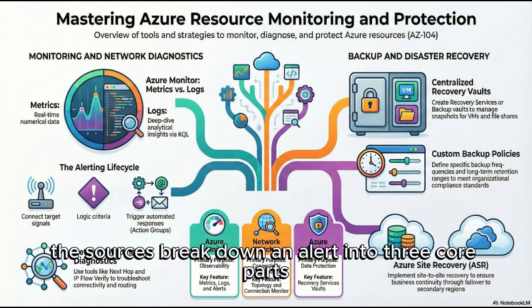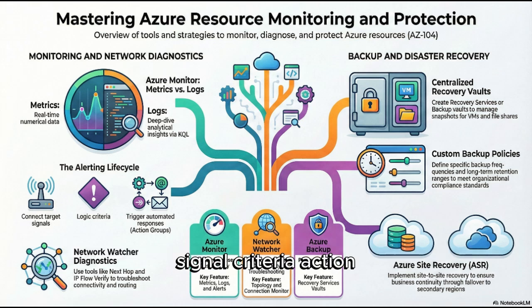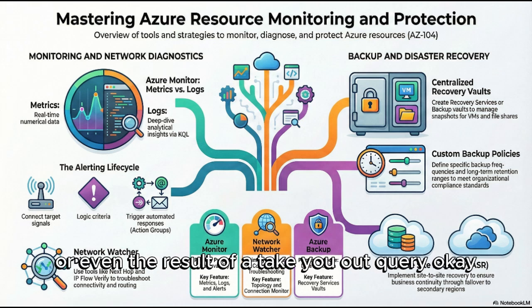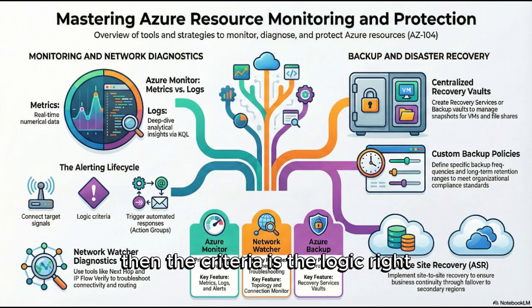The sources break down an alert into three core parts: signal, criteria, action. It's a really logical flow. Okay. The signal is what we're watching. That could be a metric like CPU percentage, or even the result of a KQL query. Okay. Then the criteria is the logic.